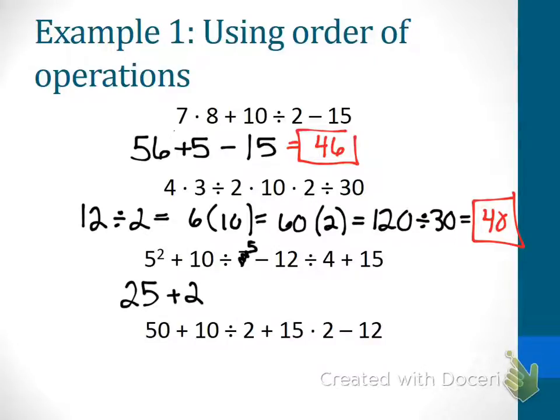Now I subtract 12. What do I do next? I've got to divide. So I bring down my subtraction sign, and what is 12 divided by 4? 3 plus 15. And now I can add and subtract left to right. I can use my calculator if I want. 25 plus 2 minus 3 plus 15. And what do I get? 39.